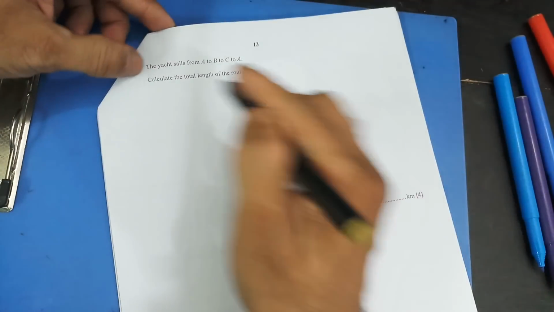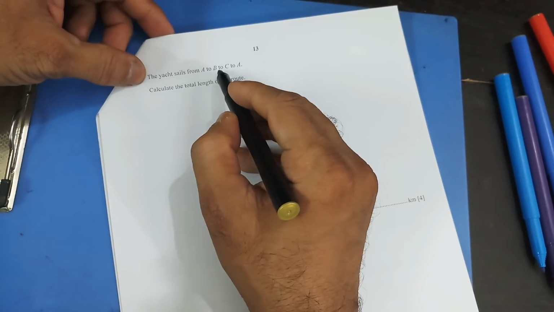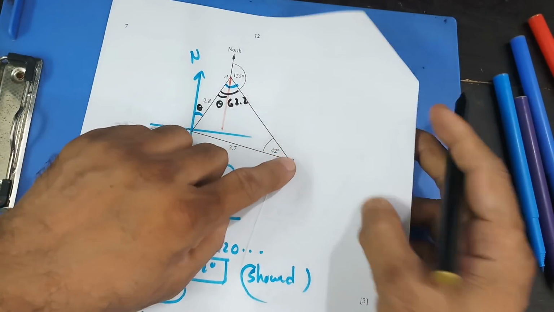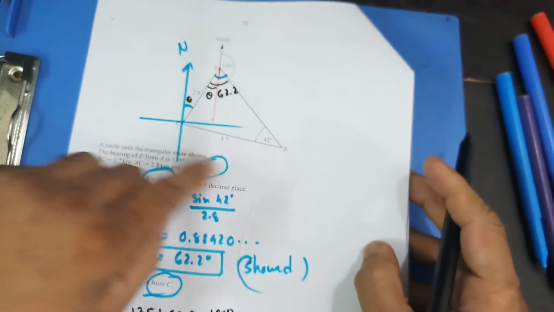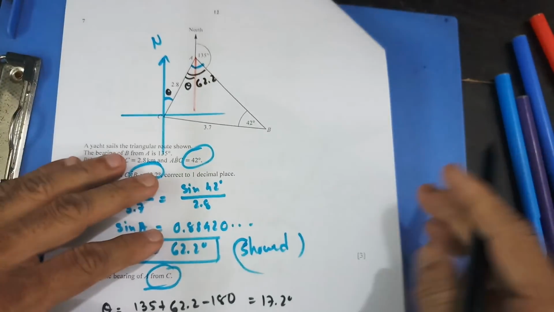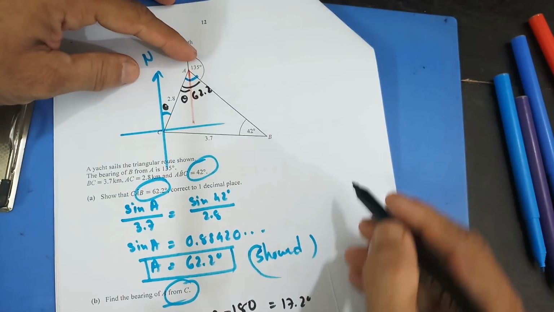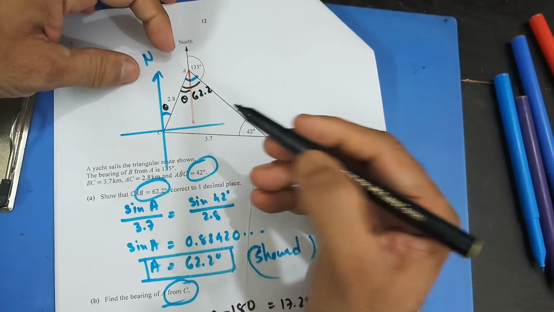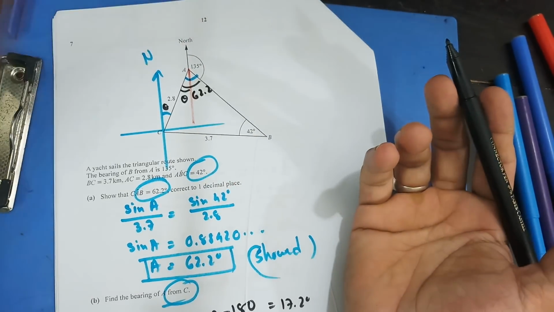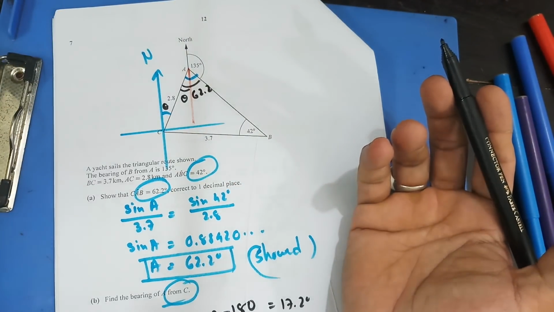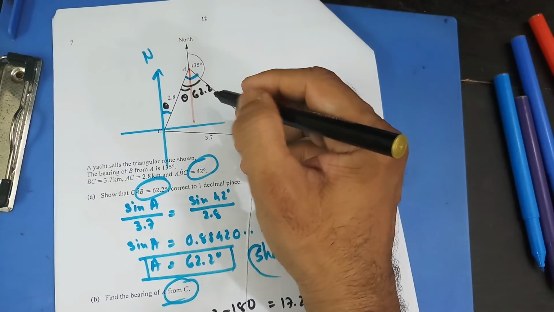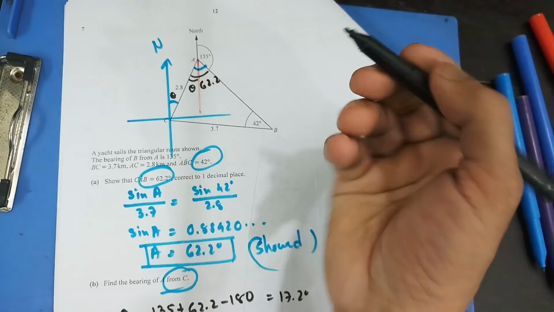Now coming to that, the yacht sails from A to B, to C, to A. Calculate the total length of the route. So I have this and this, I don't have that. To get this one, what can I do? I can use the sine rule again.